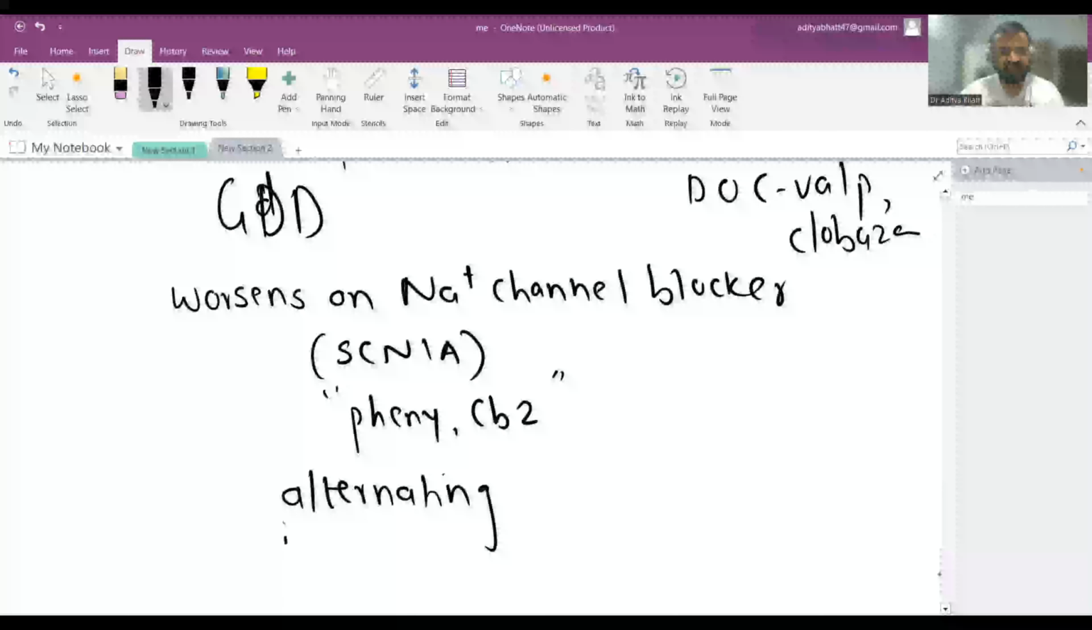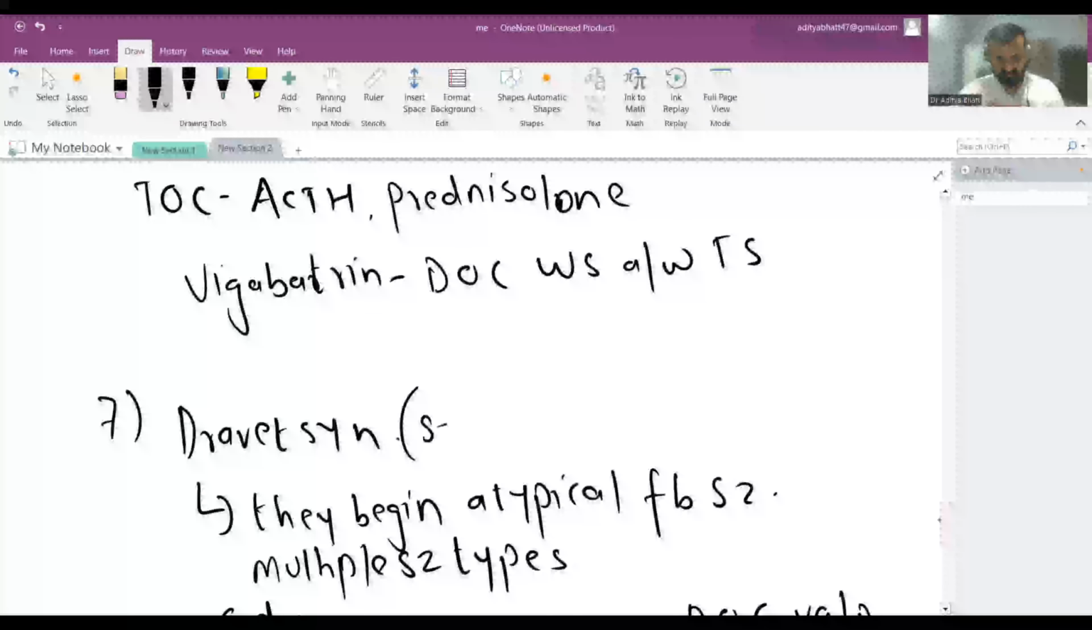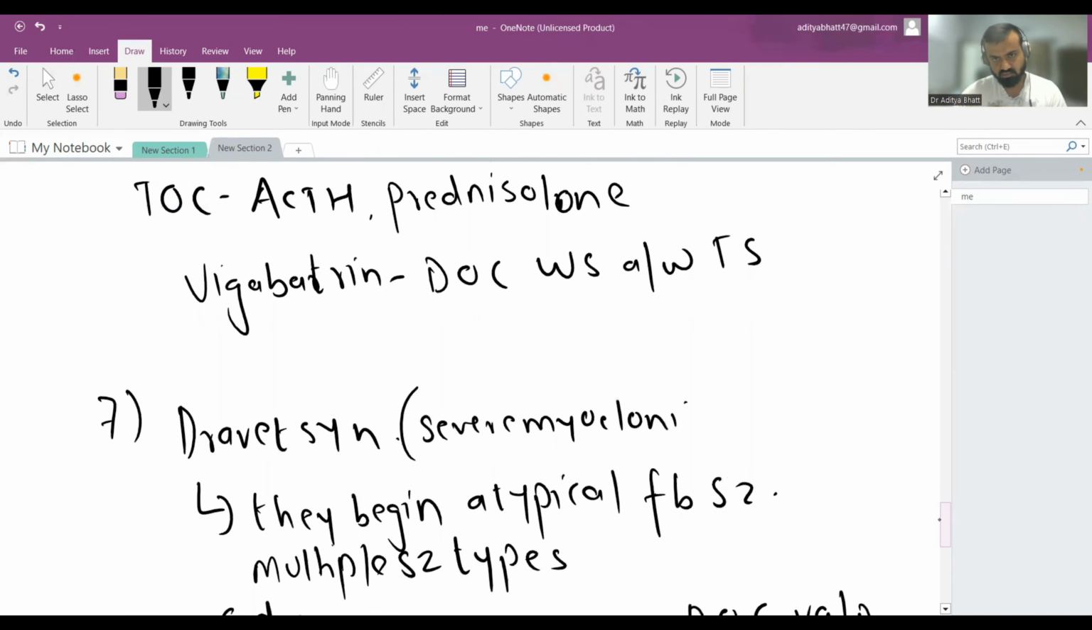And the ketogenic diet has a fantastic role in patients who have Dravet syndrome. The ketogenic diet is used for refractory seizures of Dravet syndrome. That is why you have to be very, very careful. Dravet syndrome is also known as severe myoclonic epilepsy of infancy.